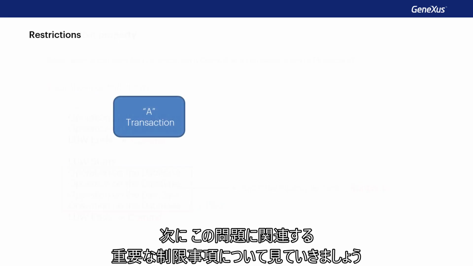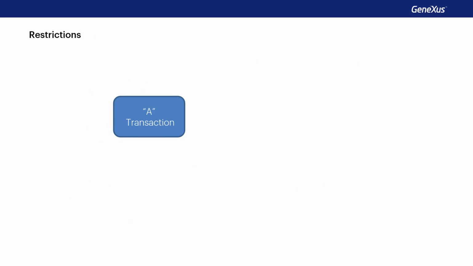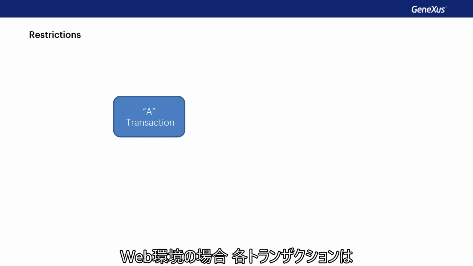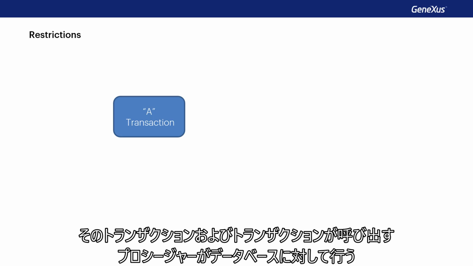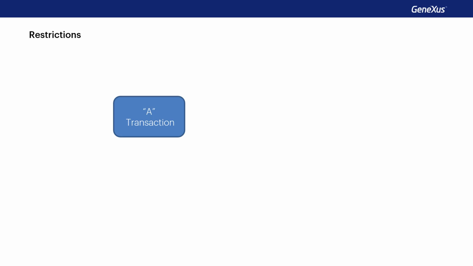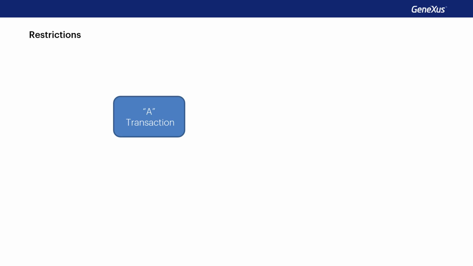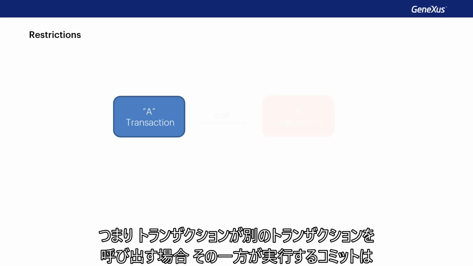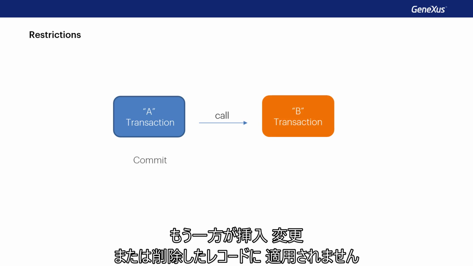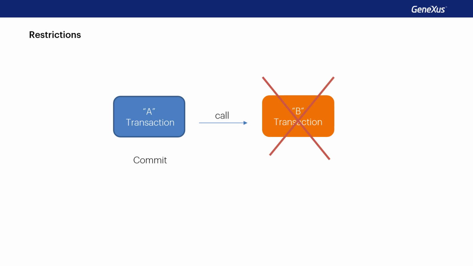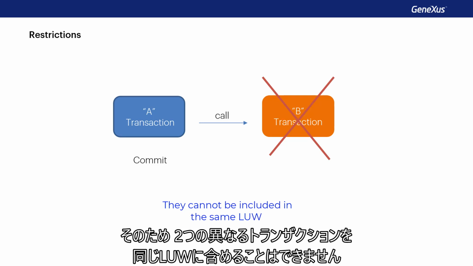Now let's look at some important restrictions in relation to this issue. In web environments, each transaction can only commit its own set of operations performed on the database, and the procedures invoked by it, but not the operations performed by another transaction. That is, if a transaction calls another transaction, the commit executed by one transaction does not apply to the records inserted, modified, or deleted by the other. Therefore, 2 different transactions cannot be included in the same LUW.